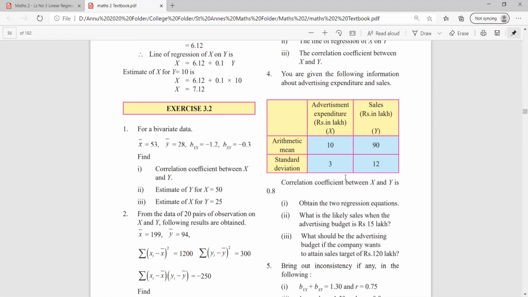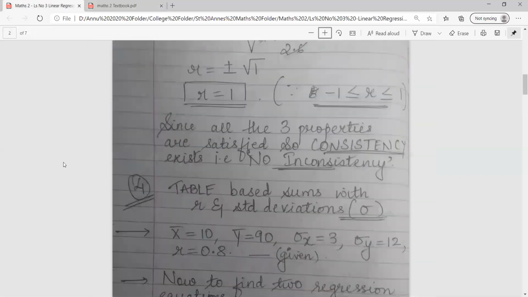So as you can see, class, this is a table-based sum, but all the values are given in a ready-made format. You have to obtain the two regression equations. Then you have to find x on y and y on x. They are asking what will be the sales if the advertising budget is 15 lakh. Similarly, what will be the advertising budget if the sales is 120 lakhs. So let us have a look how to solve such kind of sums.